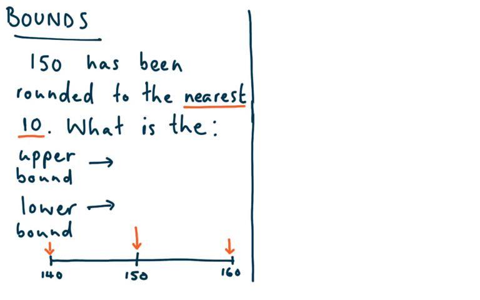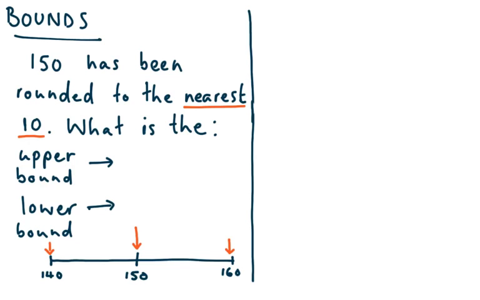Now, first of all, let's look at the lower bound. What is the lowest number that would round to 150? Is it 147? Is that the lowest number that would round to 150? Or is there a lower number? Well, there's a lower number, isn't there? Would 142 round to 150? No, it wouldn't. That would round to 140, so it can't be 142.